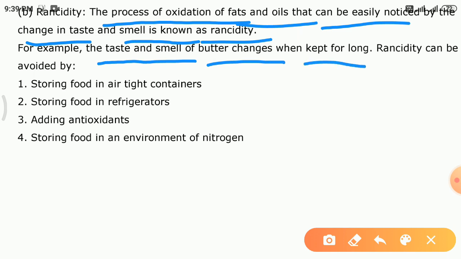Rancidity can be avoided by storing food in airtight containers, storing food in refrigerators, adding antioxidants, and storing food in an environment of nitrogen, or we can say nitrogen flushing. So those are the methods by which we can stop or prevent rancidity.